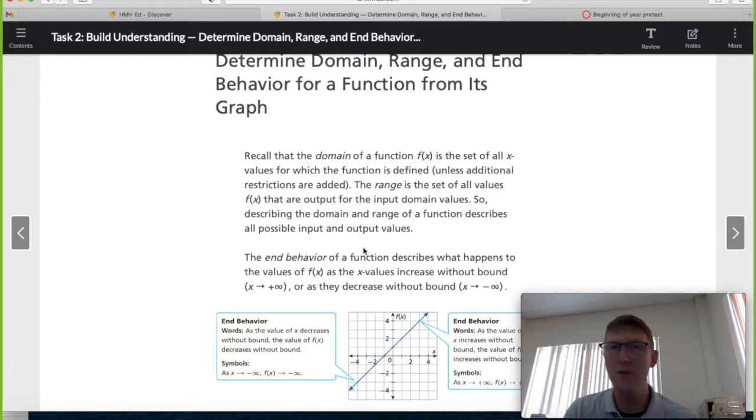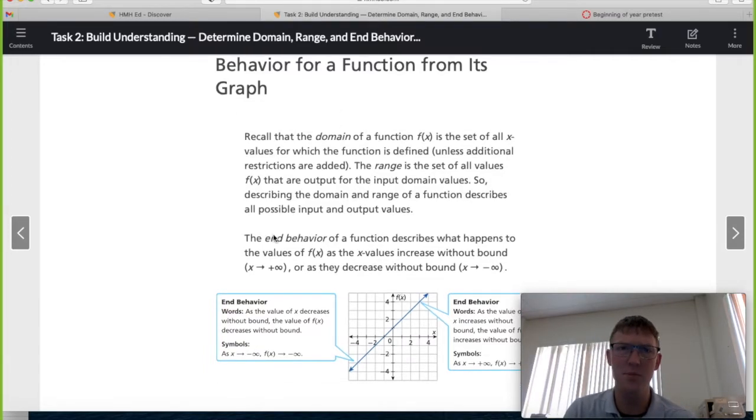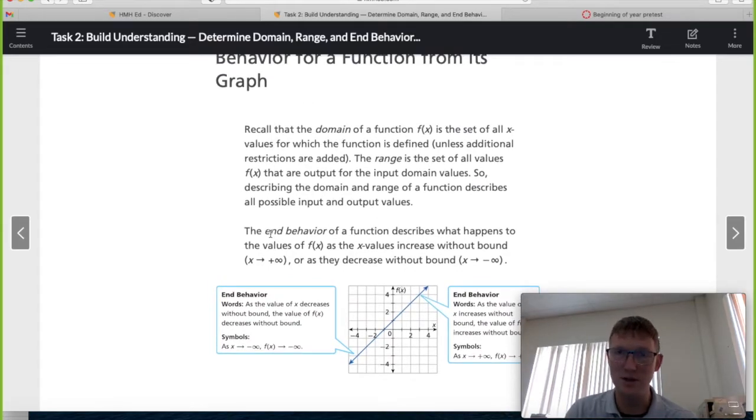And then end behavior, I don't know if you guys went over that in Algebra 1 or not, but end behavior is exactly what it sounds like. It is, what does the end of that function do? Does it go up forever? Does it go down forever? Does it go in a straight line? Typically, we use words like increasing, decreasing, stuff like that. So the end behavior of a function describes what happens to the values of f of x as x values increase without bound, or as they decrease without bound.